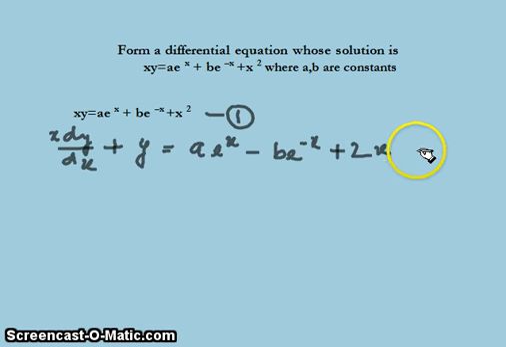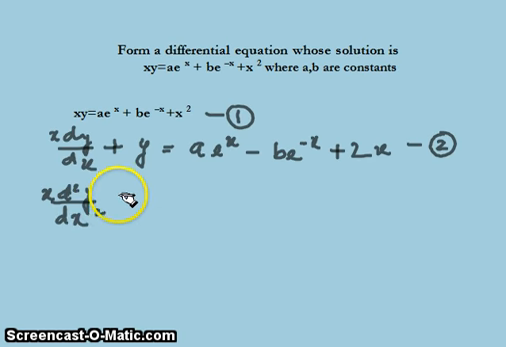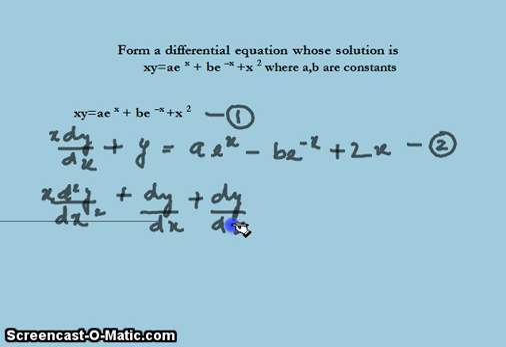Now we are going to differentiate this equation, which is labeled as equation number 2, again, and thus we get x d square y by dx square plus dy/dx plus dy/dx equal to a e power x plus b e power minus x plus 2.